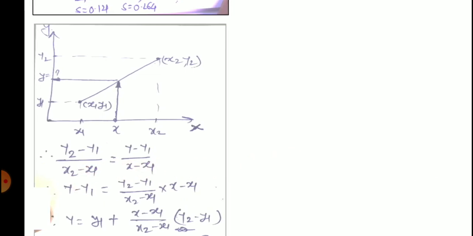So I have to find out the value of y. By cross multiplication, y minus y1 is equal to (y2 minus y1) upon (x2 minus x1) into (x minus x1). Therefore the value of y is y1 plus (x minus x1) upon (x2 minus x1) into (y2 minus y1). So this is the equation. From this equation I can find out the unknown value y if I know the other values, that is x, x1, y1, y2 and x2.